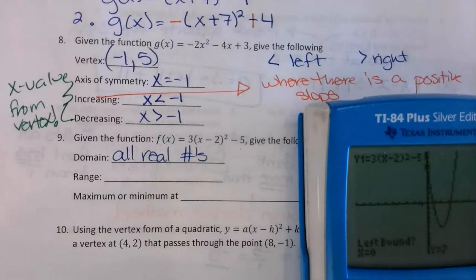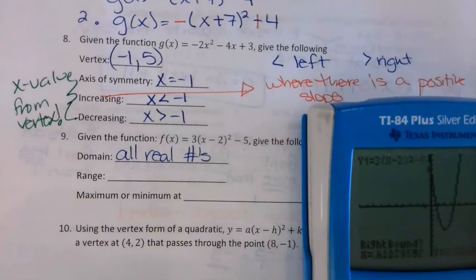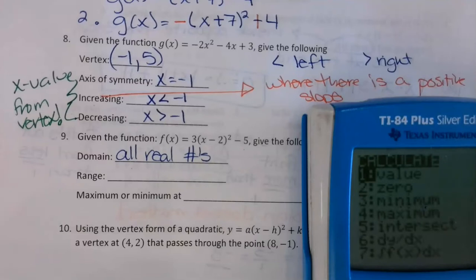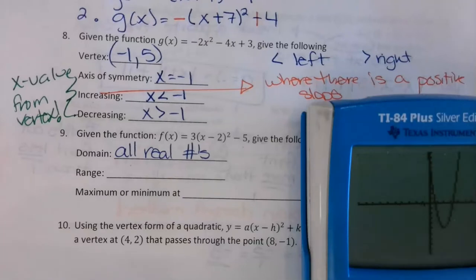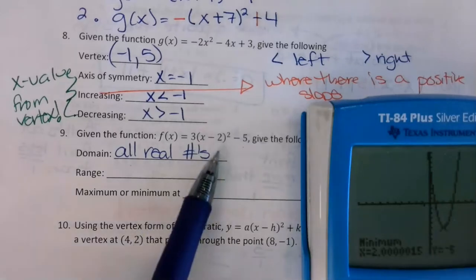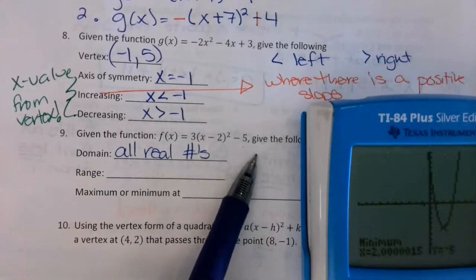I want to be on the left side, which I am. My flashing point's right there. Press enter, arrow over until I am on the right side. Then I press enter twice, and I calculated a maximum, my bad. I'm on the left side, then I arrow over until I'm on the right side, and I press enter twice. There you go. It gives me 2, -5, which is my h and k.